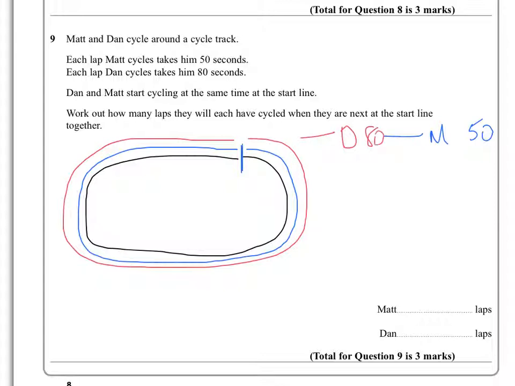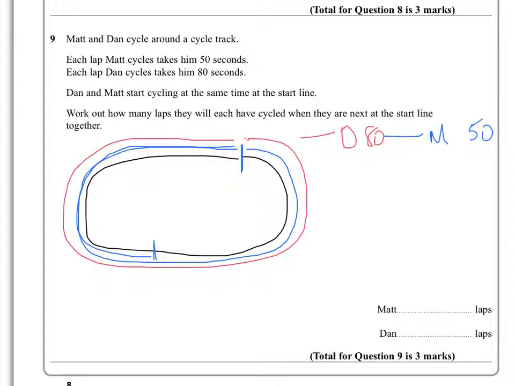He will do it in 80 seconds. Now, if you can imagine, by the time that Dan has got back to this point in 80 seconds, obviously Matt would have completed it, and having done it in 50 seconds, would probably be about here again, on his way to completing it the second time. So what they want to know is how many laps will they each have cycled when they're next at the start line together. The next time that they'll be at the start line together is when the times that they have run are the same.